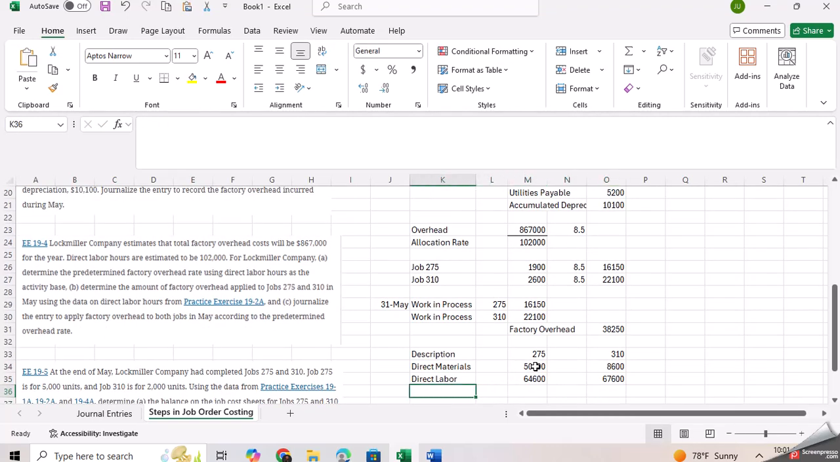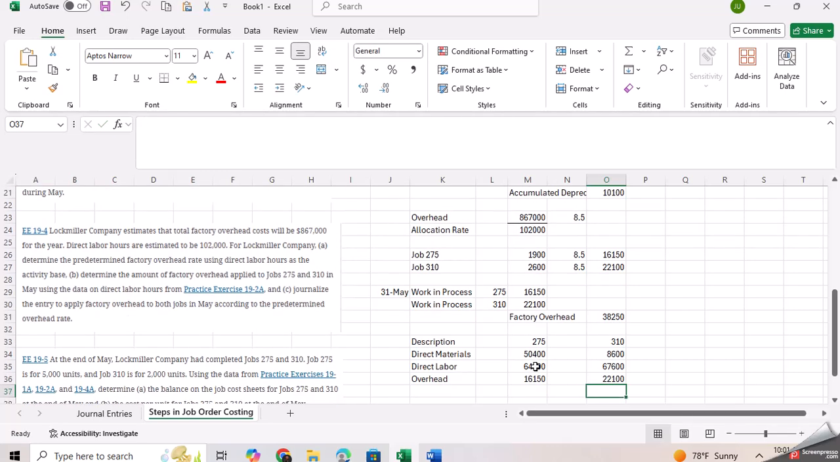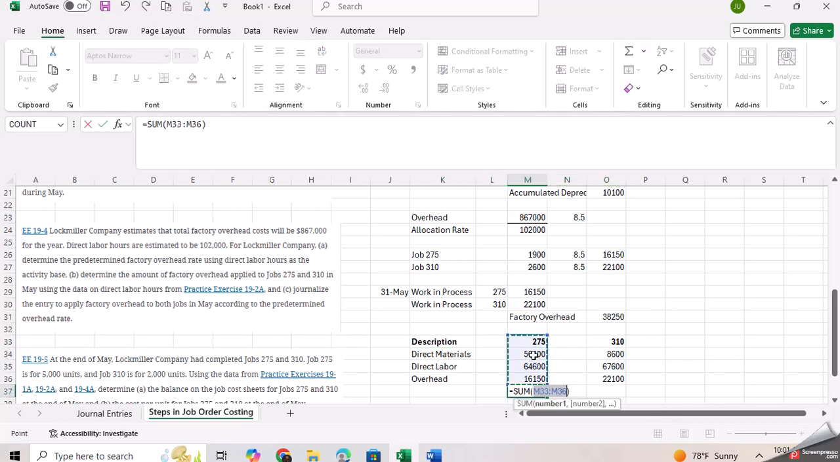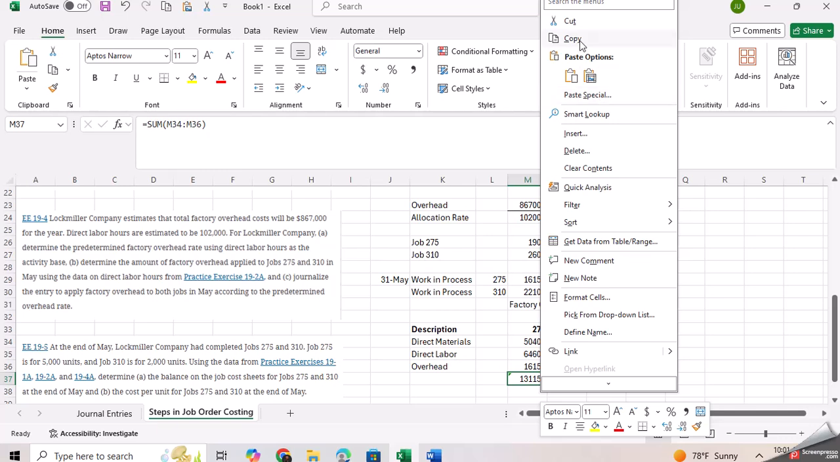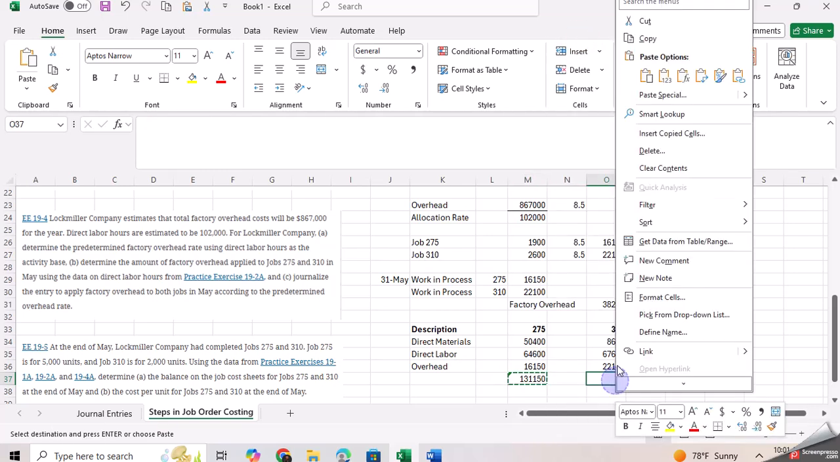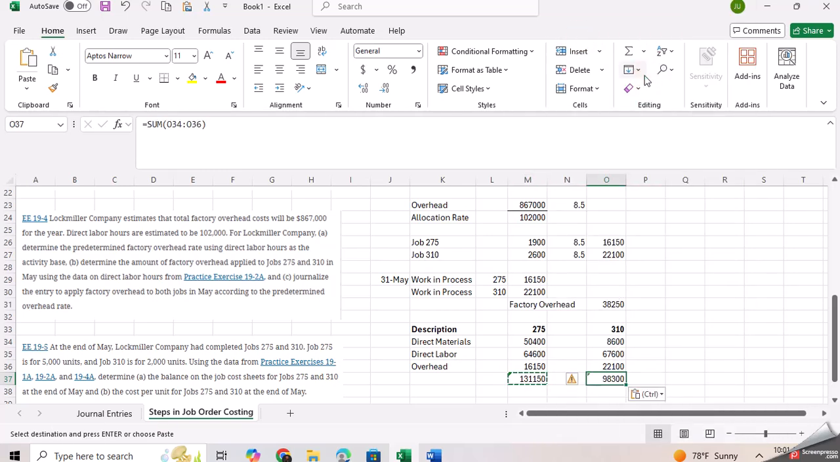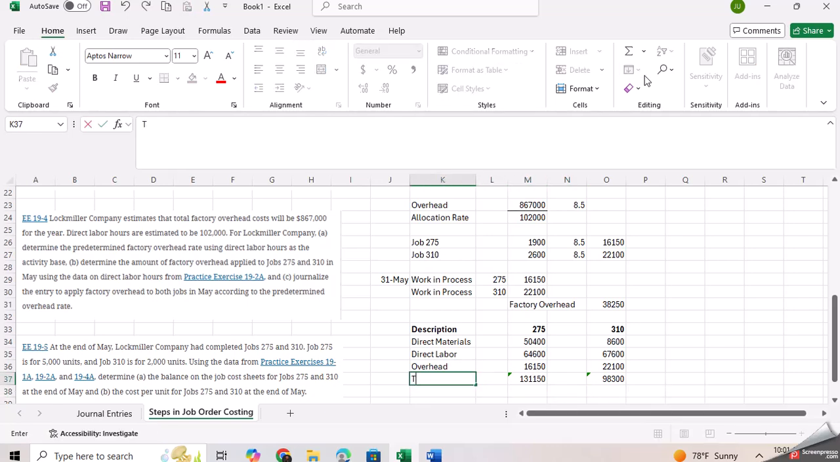And then directly above it is our overhead. So for 275, I had 16,150. For 310, 22,100. So those are the three types of costs in our job order costing. So then we're going to sum those. Make sure I don't include my product number. So just those three together. So again, those are our total. So that's my total cost.